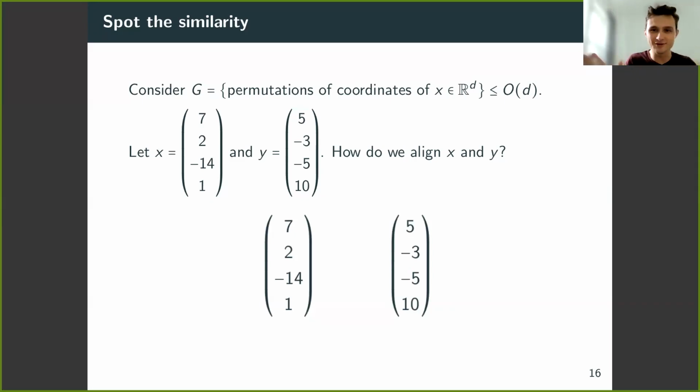I'm going to give you a different group. I'm going to think about vectors in R^D, and I'm going to allow them to permute their coordinates. So if I've got a vector like (7, 2, -14, 1), I'm allowed to resort its coordinates willy-nilly, and likewise for (5, -3, -5, 10). I've essentially got two bags of numbers, and I'm going to pour them into these vectors. I want to line them up in some fashion to get the largest inner product possible.